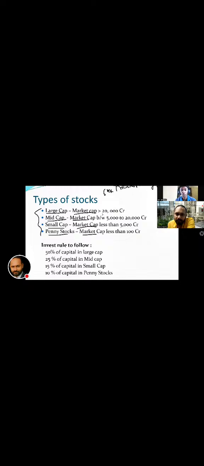So for large cap, we consider this: if it is greater than 20,000 crores, we call it a large cap stock. If it is between 5,000 to 20,000 crores, we call it a mid cap, and likewise small cap and penny stock, we have to segregate based on the capitalization. So there is a normal rule for a person on how to invest: 50% should go in large cap, 25% in mid cap, 15% small cap, and 10% penny stock. So this is how you can invest.